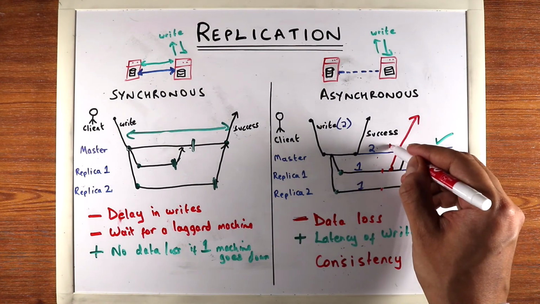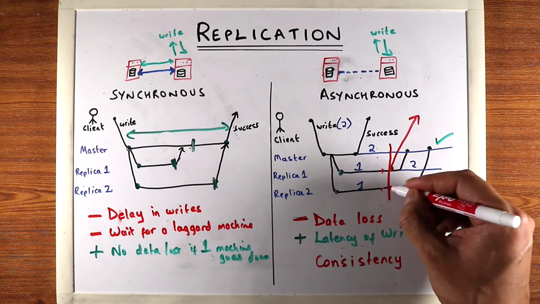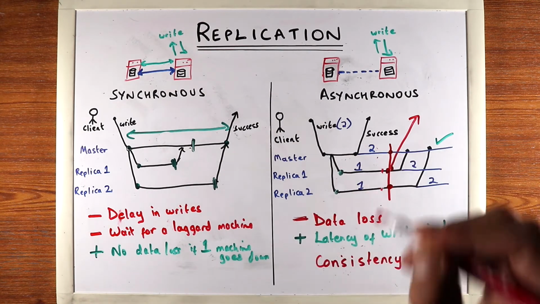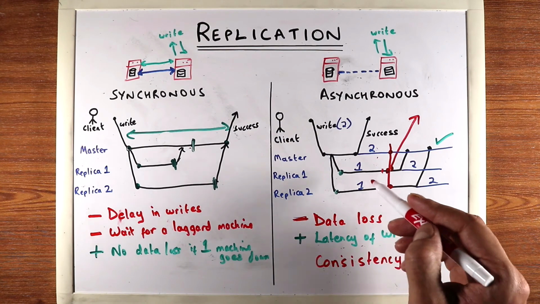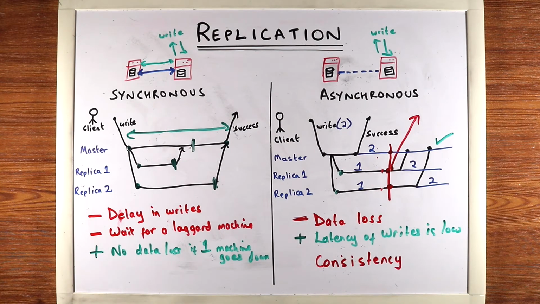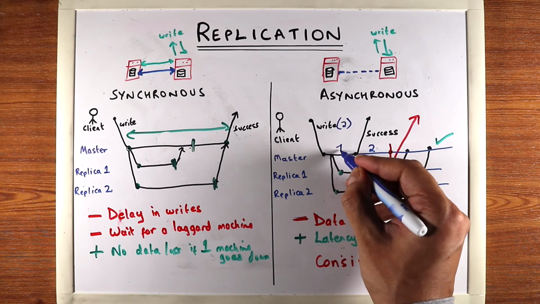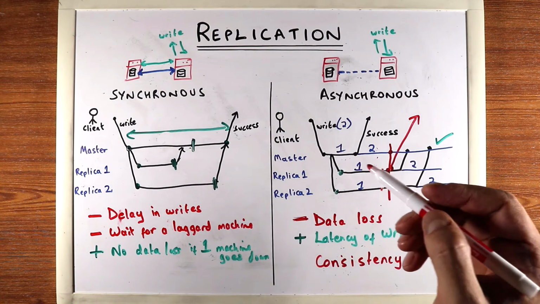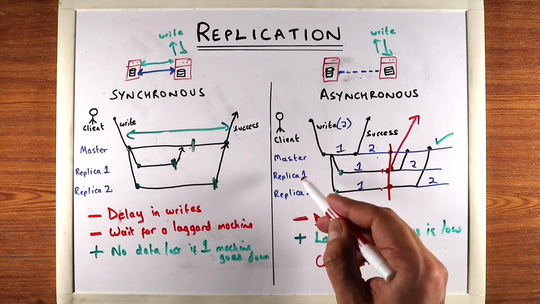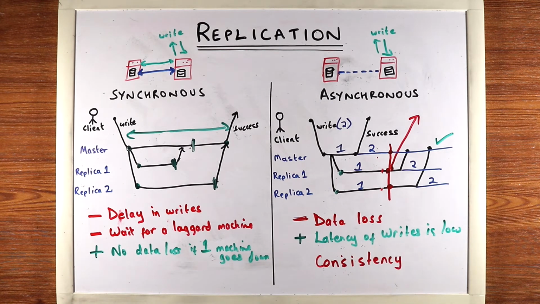So at this point of time, you can see that the data is inconsistent. The master has the value 2, whereas the replica has the value 1. So if two clients read data from different machines, they'll get different values. And so the data will be inconsistent for a while. And this is a big issue with asynchronous replication.